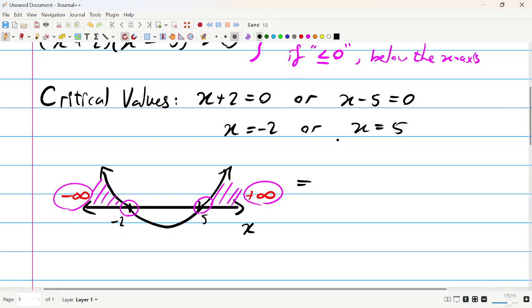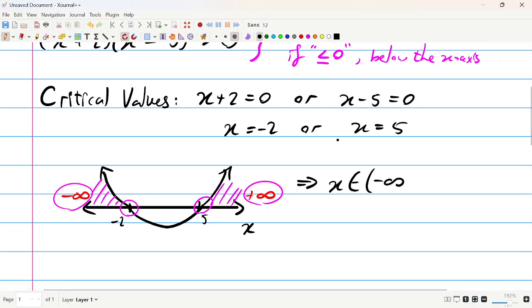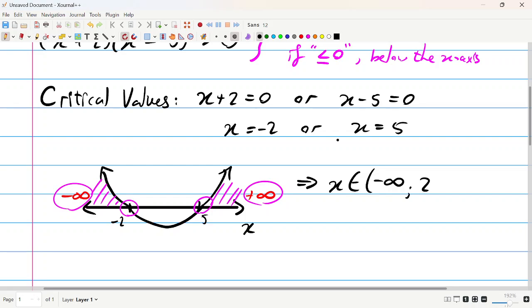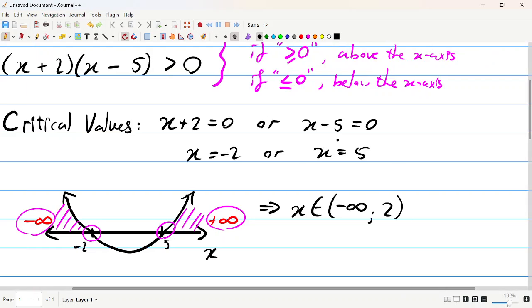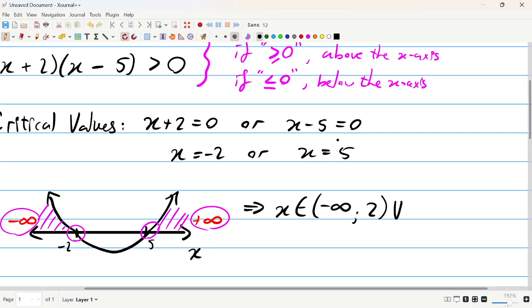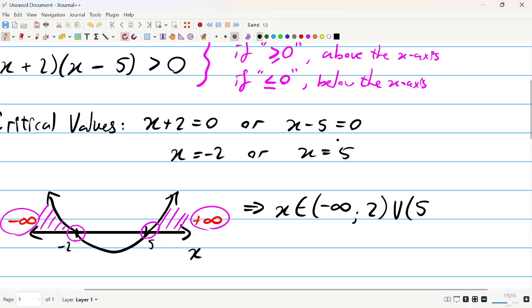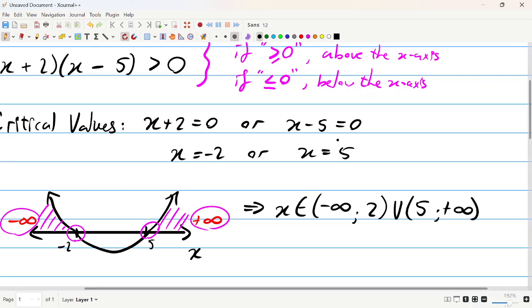So this implies to us that our x values is going to be from, so we'll say x is between -infinity until 2. But my question is, is it included or excluded? Clearly, there's no equal sign over here. So we exclude it. And then we say union. And then we say 5. Because it's excluded, we say 5 until +infinity.